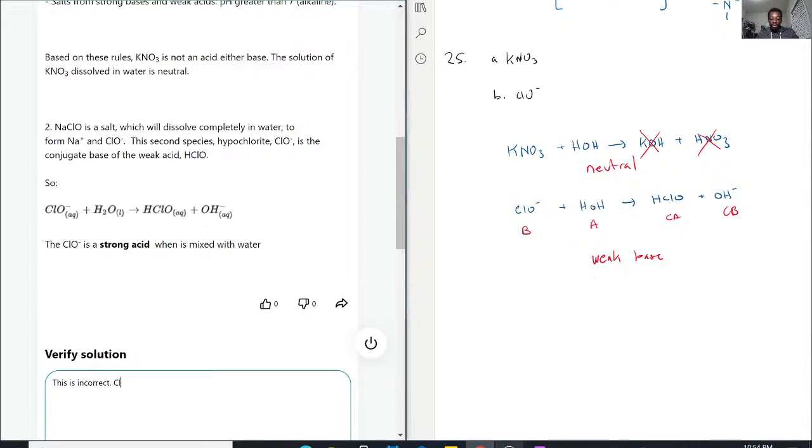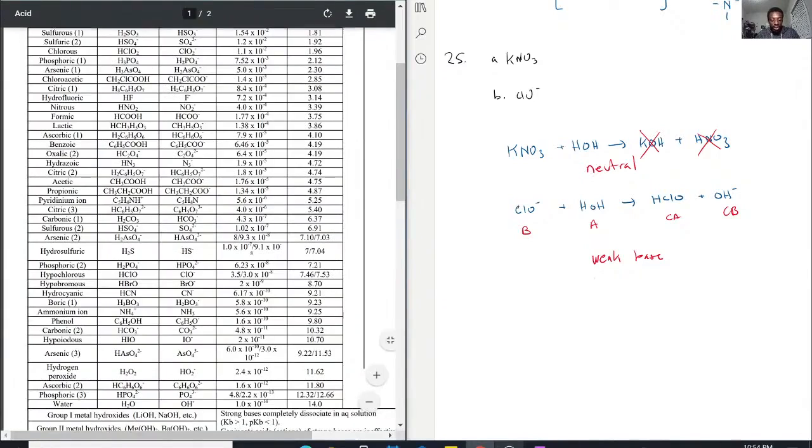ClO minus is a weak base, which you can see here on the acids and bases sheet. Okay, if we did, where is it? Lost it again. Hypochlorous, there we go. We can actually just use this. The pKa is 7.46/7.53.